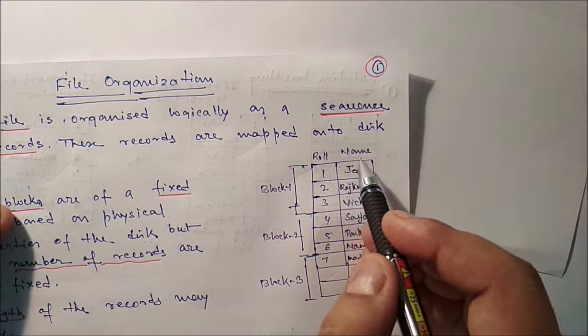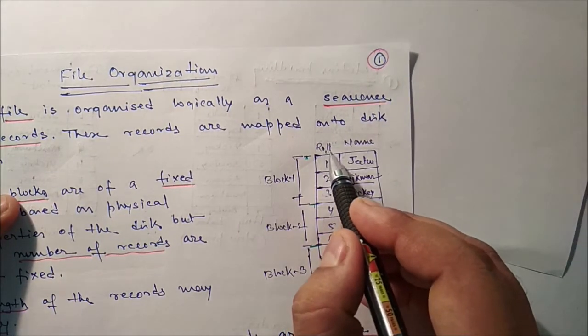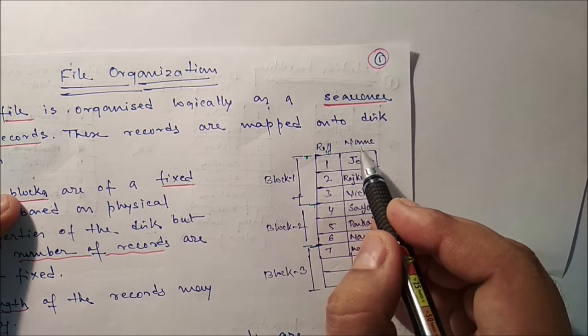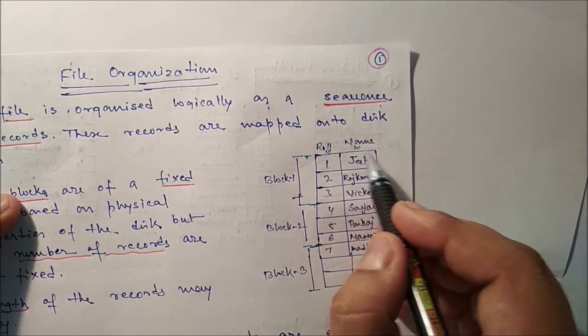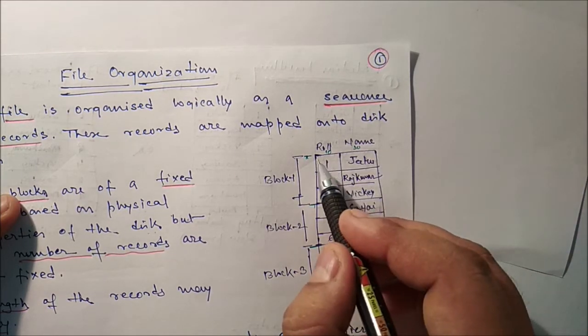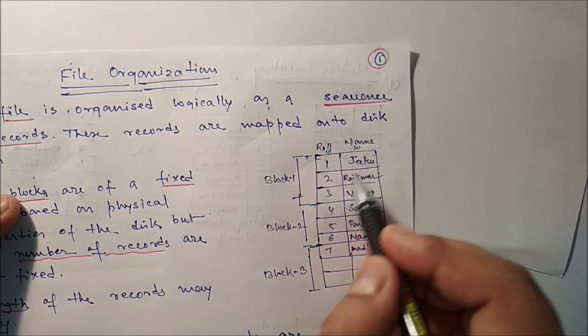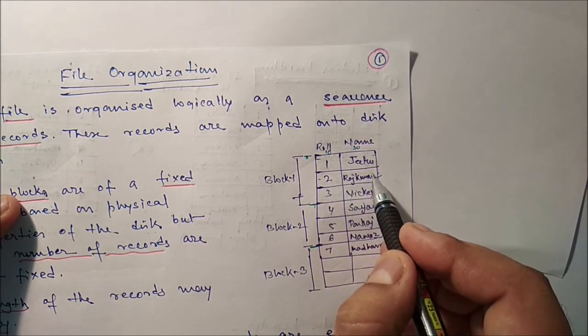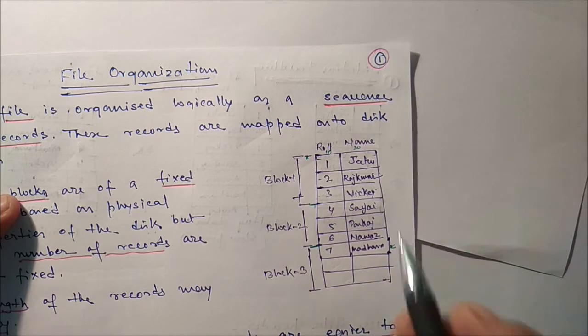Say for the first record, roll number needs 10 bytes and name needs 30 bytes. So 30 plus 10 is 40. This is a 40 byte record, this is another 40 bytes for the second record, and another 40 bytes for the third record.